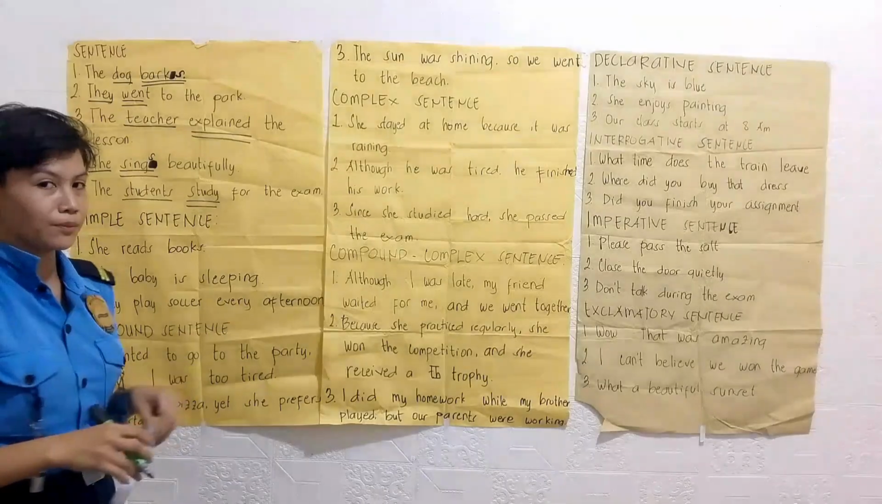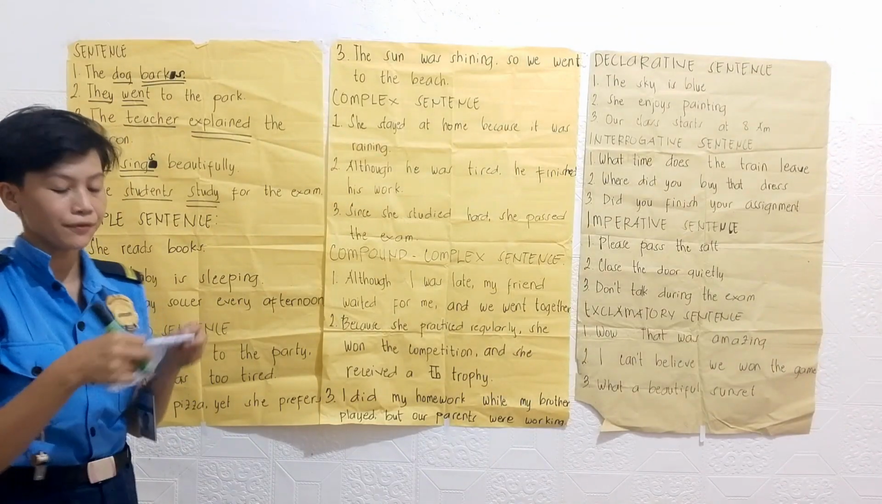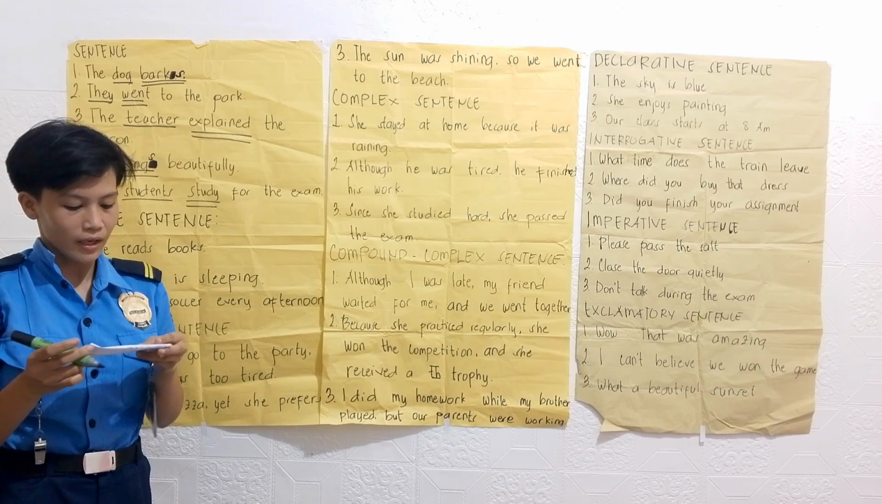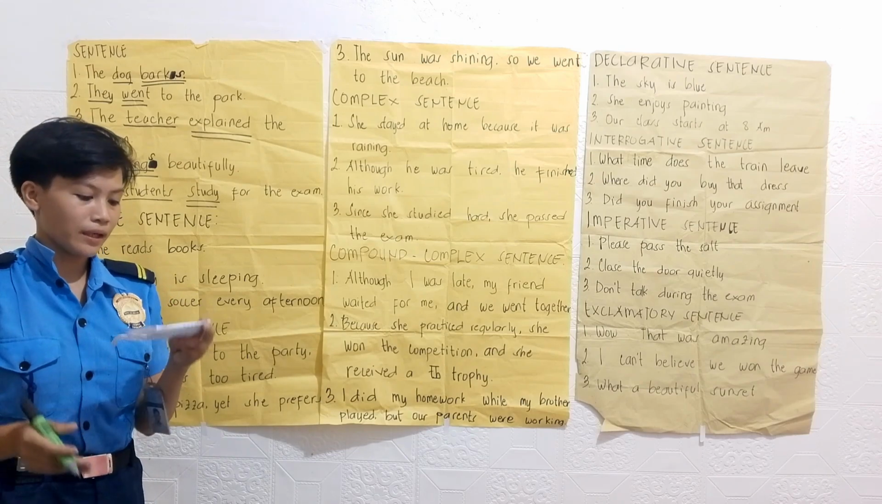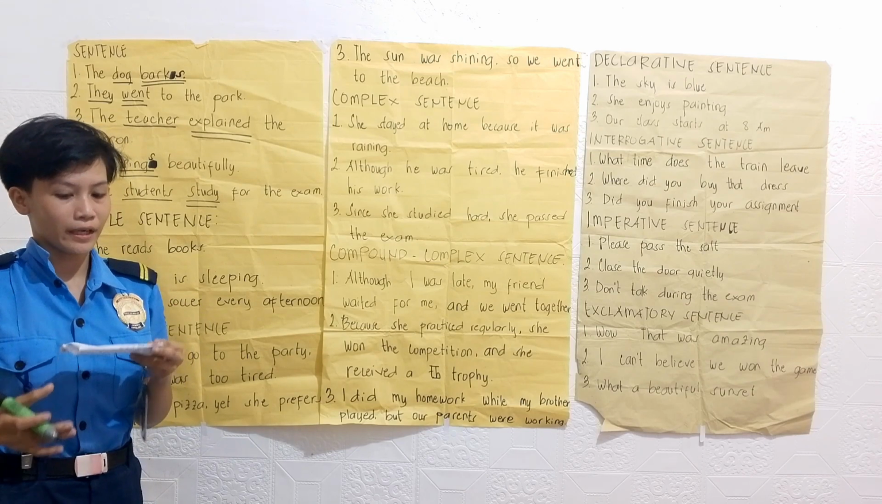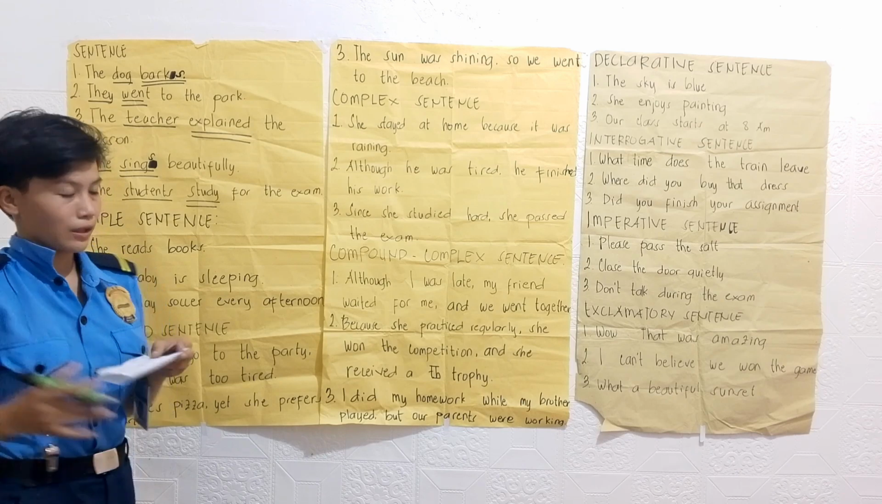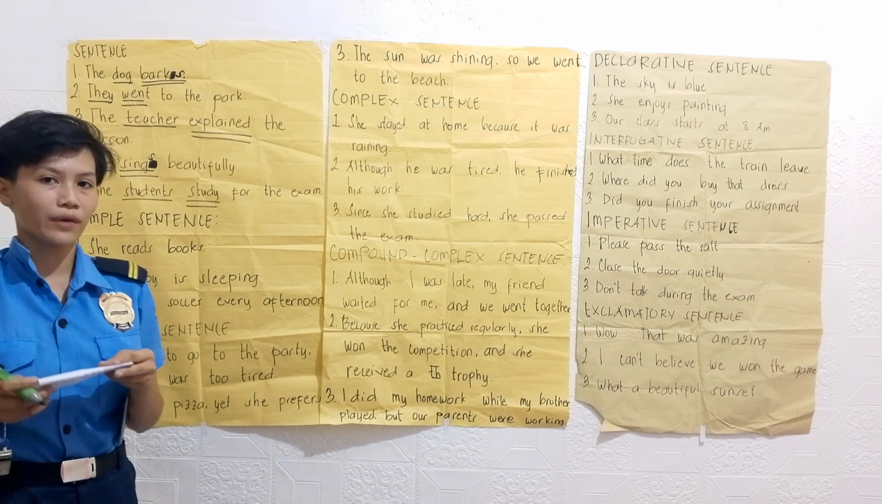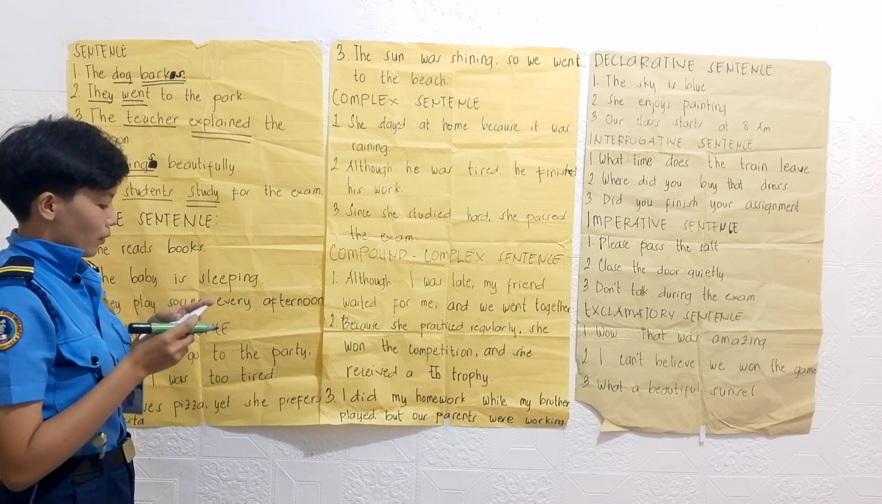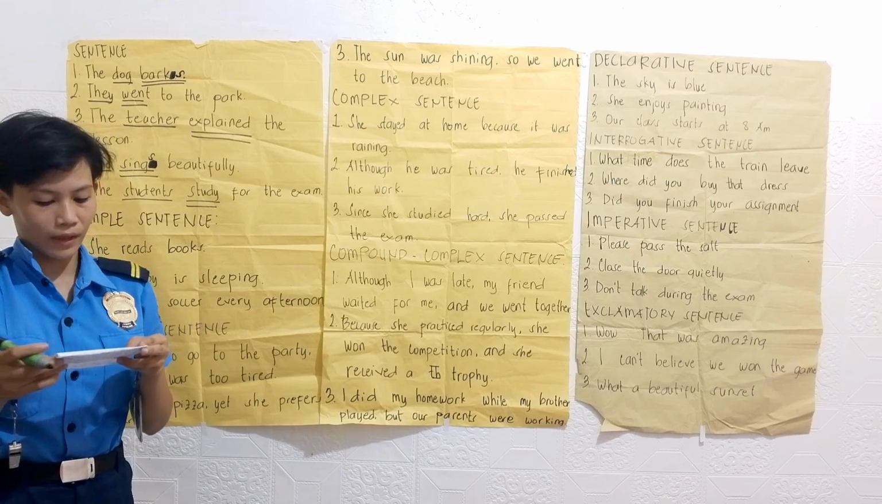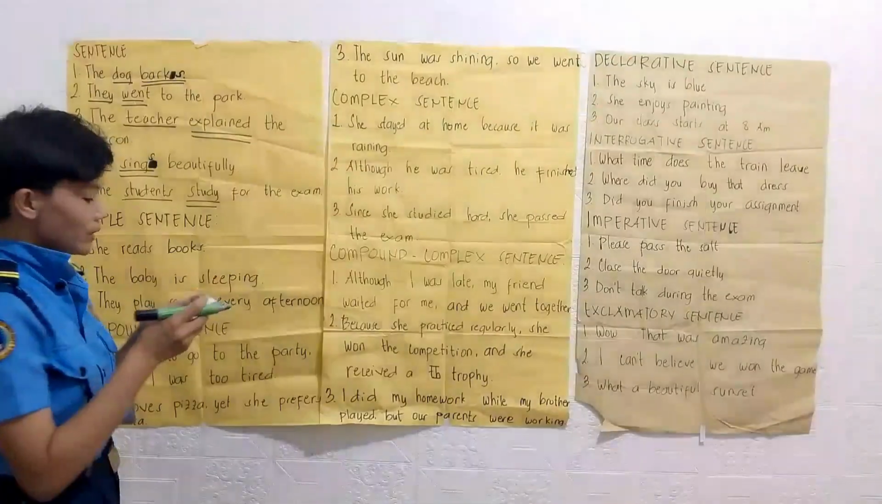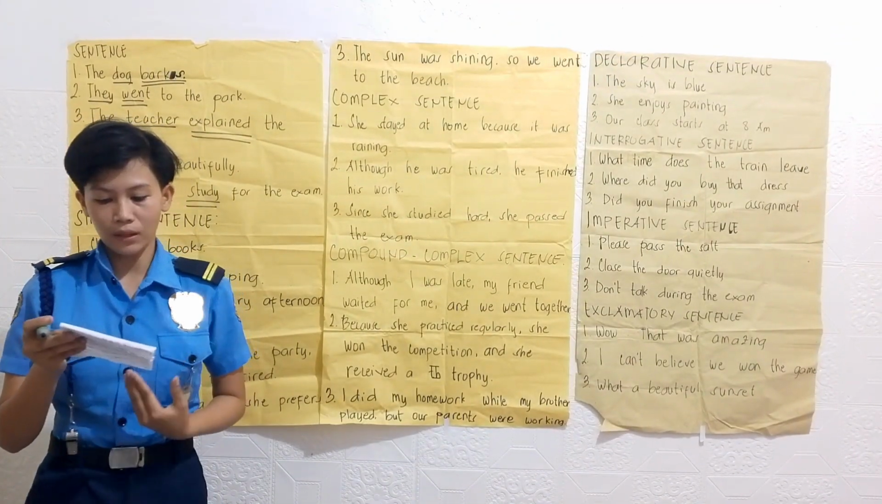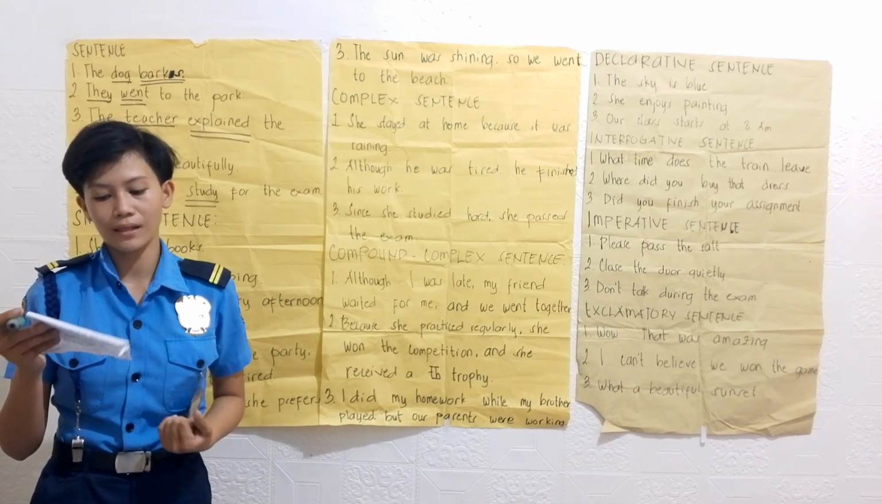Now let's move to the kinds of sentences according to structure. Sentences can be classified according to their structure. Number 1 is the simple sentence. A simple sentence contains one independent clause, a clause that can stand alone as a sentence.